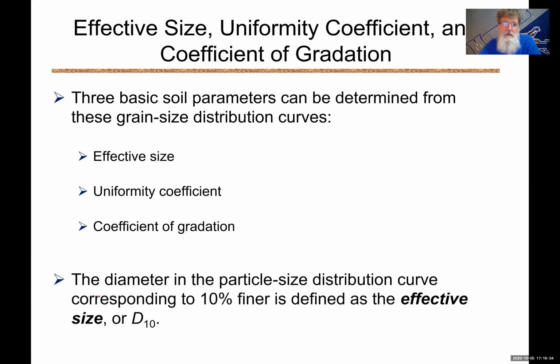Now the effective size is what's called the D10. The D stands for diameter and the 10 stands for 10% passing. So what is the diameter at which 10% of our material passes? That means the other 90% is retained. So you can see the D10 is a measure of the low end of our particle sizes, and that would be called the effective size.